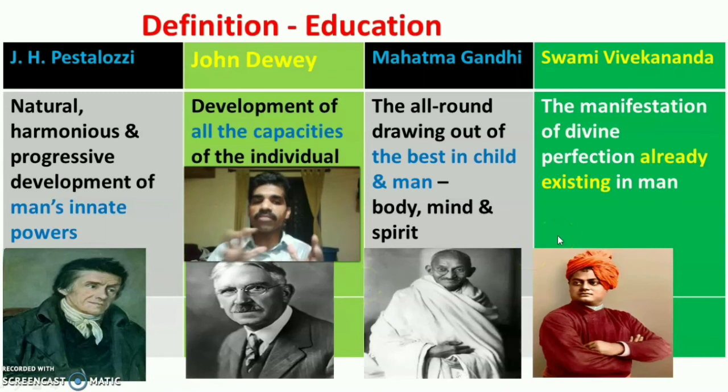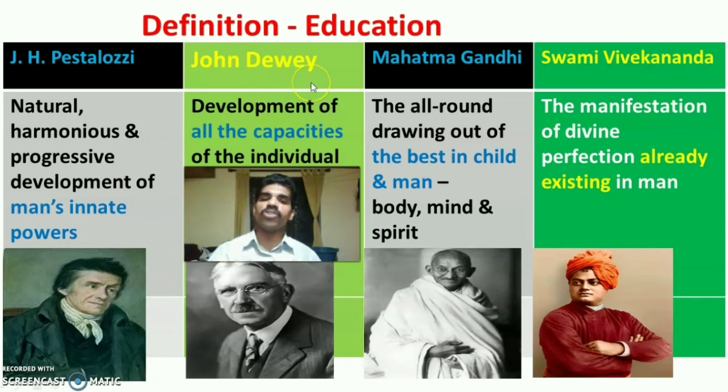When we compare these four definitions, ultimately the meaning is somehow the same. What is present in the child, the scholar, the man or the individual is taken out, and that process is called education. The first definition, according to H Pestalozzi, is that education is a natural, harmonious and progressive development of man's innate powers. The innate powers are the hidden talents, capabilities or capacities, and they are naturally, harmoniously and progressively developed.